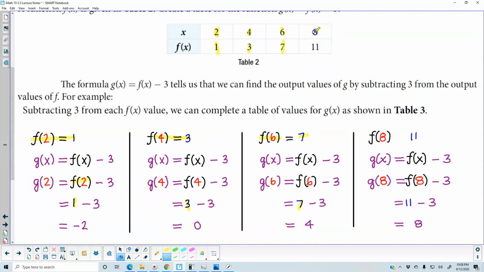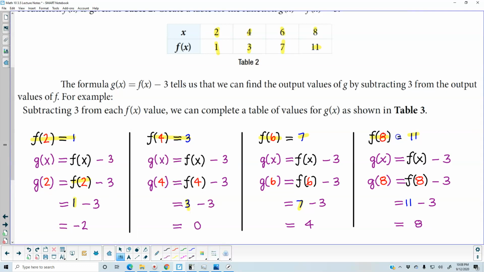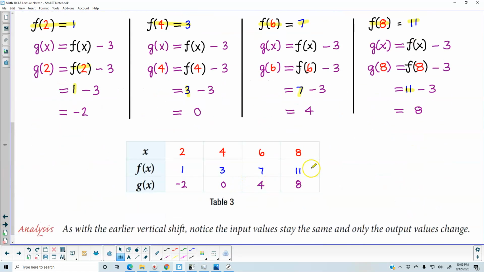The last one, we have an input of 8 and an output of 11. So we know that f of 8 is going to equal 11. So let's put that equal sign in there. All right, so we know that g of x is equal to f of x minus 3. We want to find g of 8. So plugging in 8 for x, f of 8 is 11. 11 minus 3 gives us 8. So we now have the last output for g of x, which is 8.